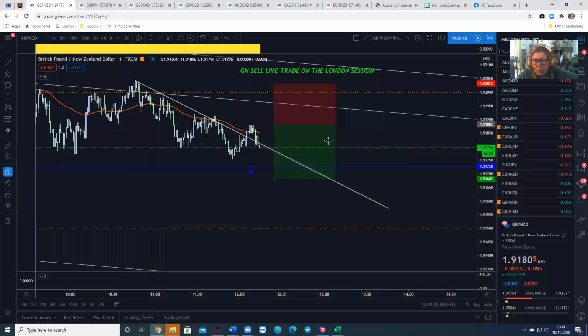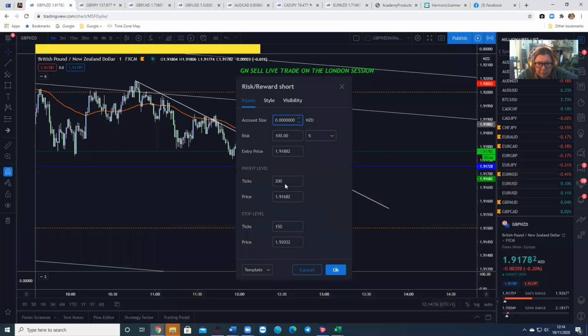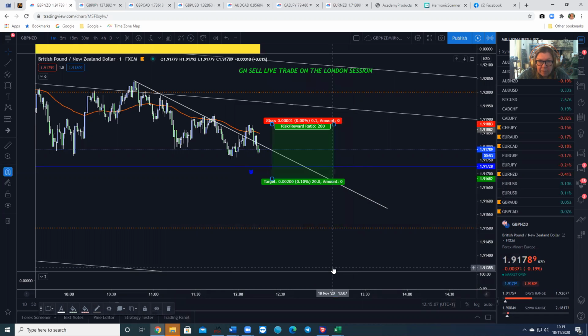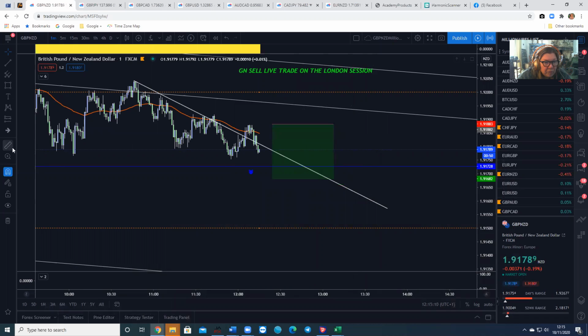1.91932, 1.91, 1532, and that takes you to 3.5 pips, nearly 4, 3.8, just above the previous highs, and covering you for the broker's fee there. So it's quite tight, but I am on demo.